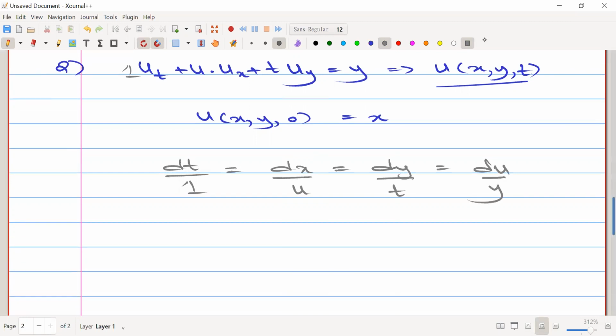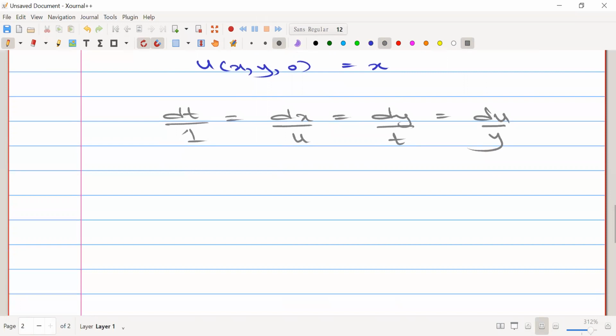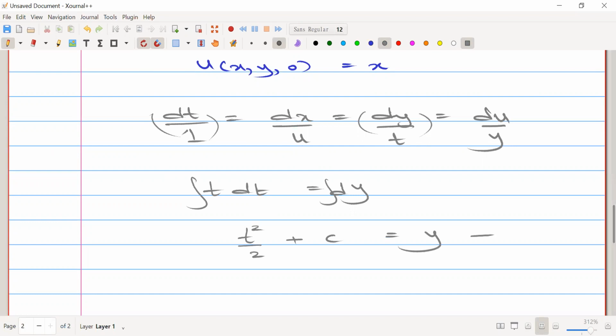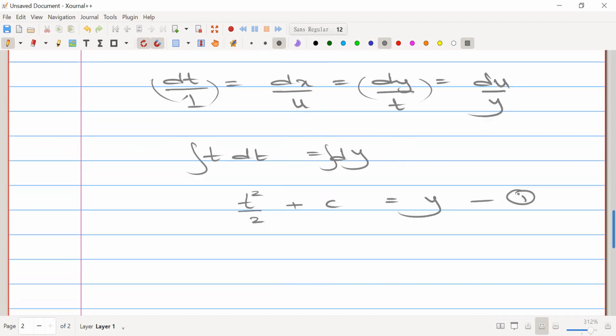Now we can see that some of the pairs are separable and we can use these pairs. So we can use this pair with this one, dy over t. So it will be t dt equals y dy. So we can integrate both sides. So it will be t squared over 2 plus c equals y, call it equation 1.